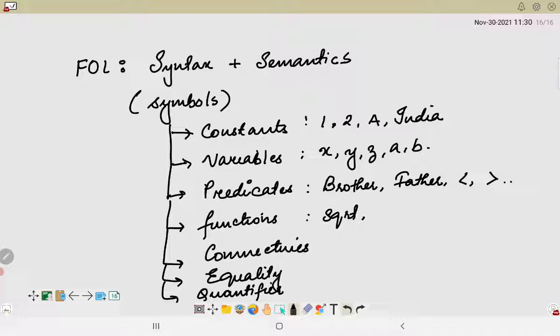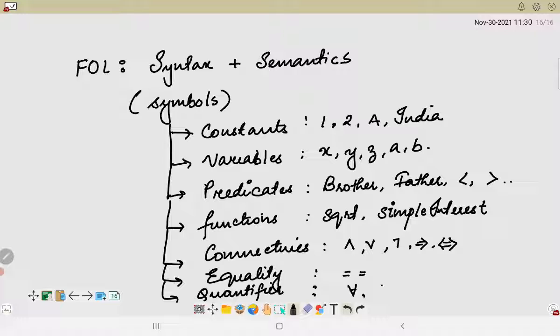Let's say we have a simple interest calculator, so simple interest, etc. Connectives, again, we have already seen in our truth table. So we have connectives as and, or, not, implications. So all these are there. Again, equality is represented using two equal symbols. And quantifiers, we have two quantifiers. One is for all and the other one is for some.